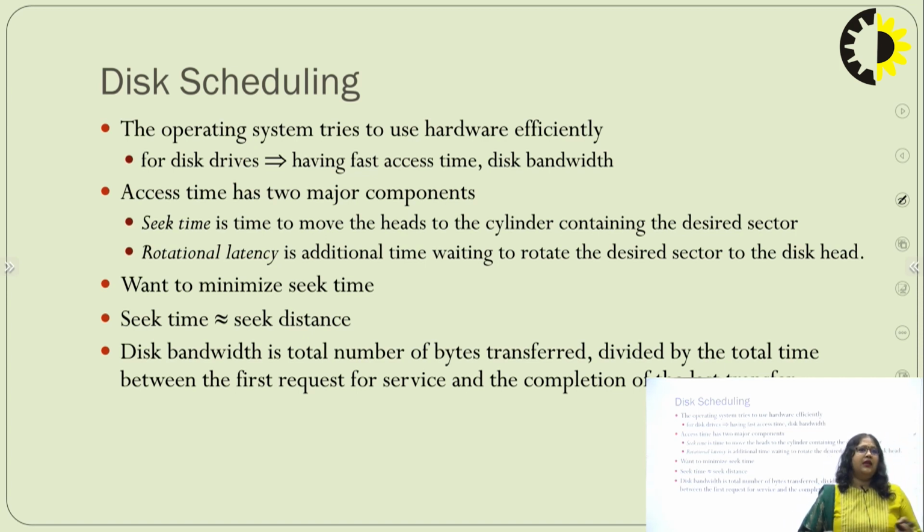For the disk drives, we want the access time to be fastest and the disk bandwidth to be used well. So how much seek time we require for finding the actual position on the disk, and how much rotational latency is involved. Access time has two major components: the seek time and the rotational latency. Seek time is the time to move the heads to the cylinder containing the disk sector you want, and how much time it requires to fetch that particular sector is the seek time.